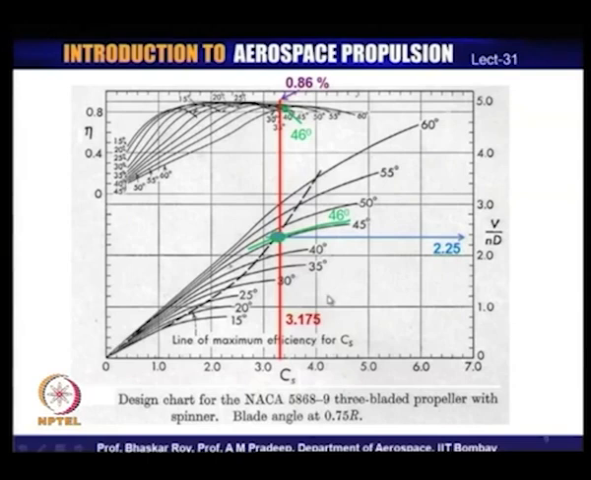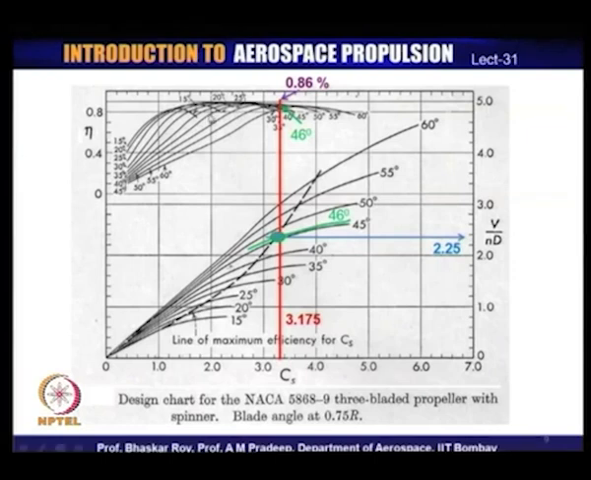As you can see here, the higher the blade setting angle, the higher the advance ratio you can go into, that means the higher forward speeds of the aircraft and the propeller which is flying. Whereas, if you are stuck to a fixed pitch propeller at a lower blade setting angle, you cannot move at a very high speed. So, this is a typical propeller characteristic which allows the propeller to move at comparatively higher forward speeds.